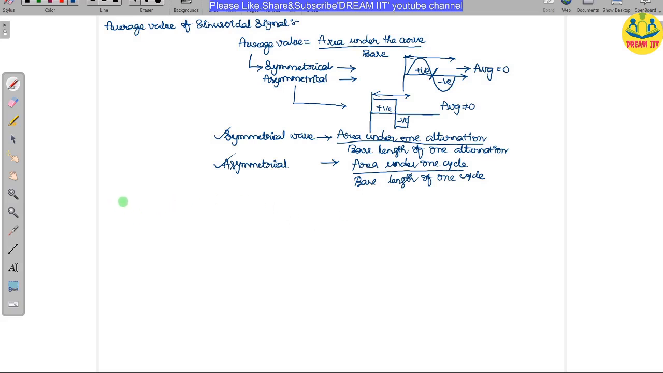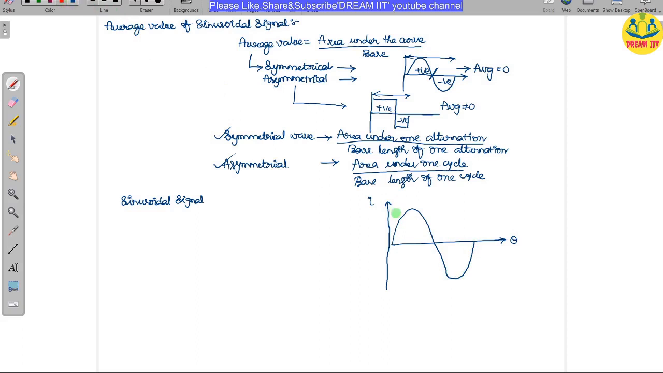Now let us see how to calculate the average value for a sinusoidal signal. A sinusoidal signal comes under the symmetrical wave because it has a positive half cycle and a negative half cycle, and both are equal. So I am drawing the diagram here, with respect to theta, and you can consider either current or voltage. I am considering the current equation of a sinusoidal signal.